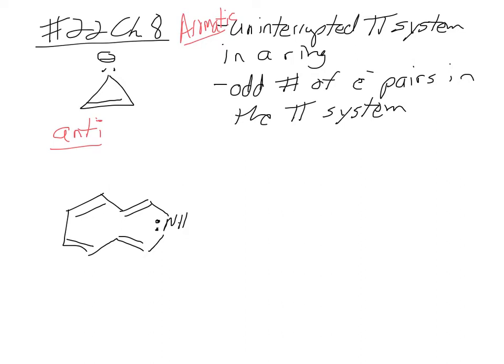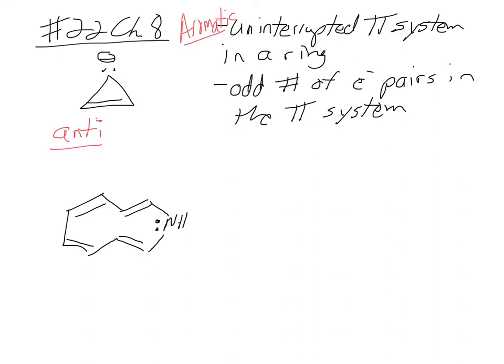Okay. How many pairs of electrons are there? 1, 2, 3, 4, 5. Yep, there's 5 pairs. So what kind of compound is this? Aromatic, anti-aromatic, or non-aromatic? So this one is actually non-aromatic.